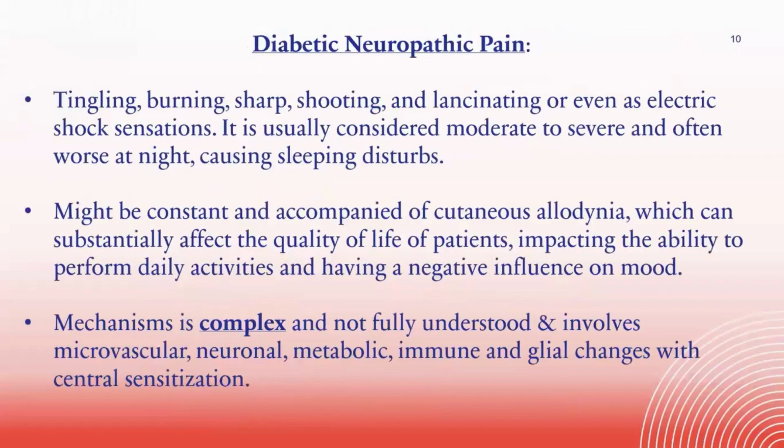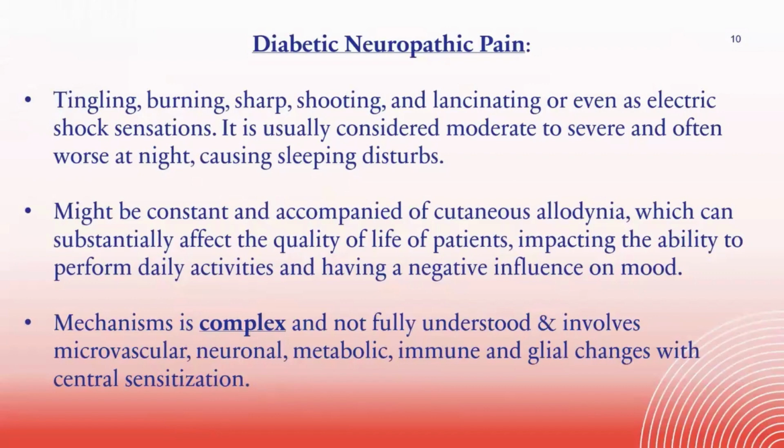Diabetic neuropathic pain in nature is tingling, burning, sharp shooting pain, like shoots of electric stimulation, lancinating, or like electric shocks. It is usually moderate to severe. It is manifested at rest and is worst at night, causing sleep deprivation and psychological troubles. It might be constant and accompanied by cutaneous allodynia, which is the presence of pain stimulated by a non-painful, non-nociceptive stimulus. It impacts the quality of life of the diabetic patient.